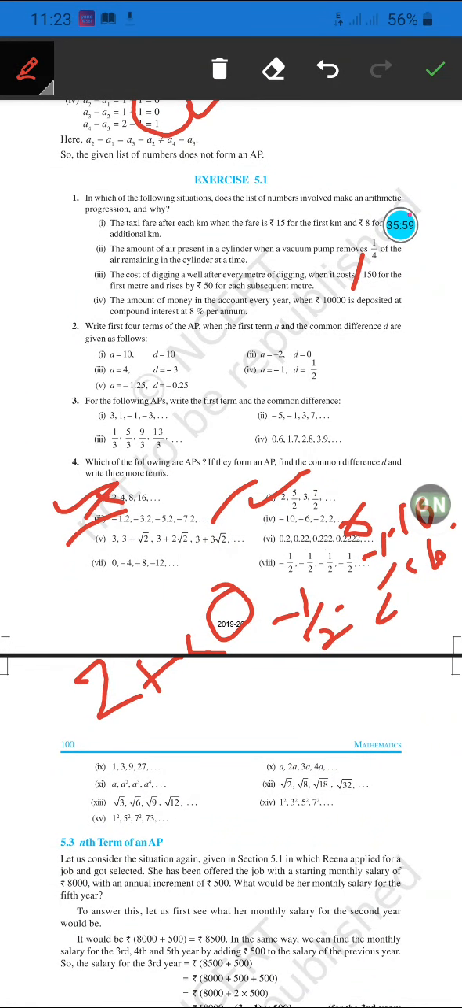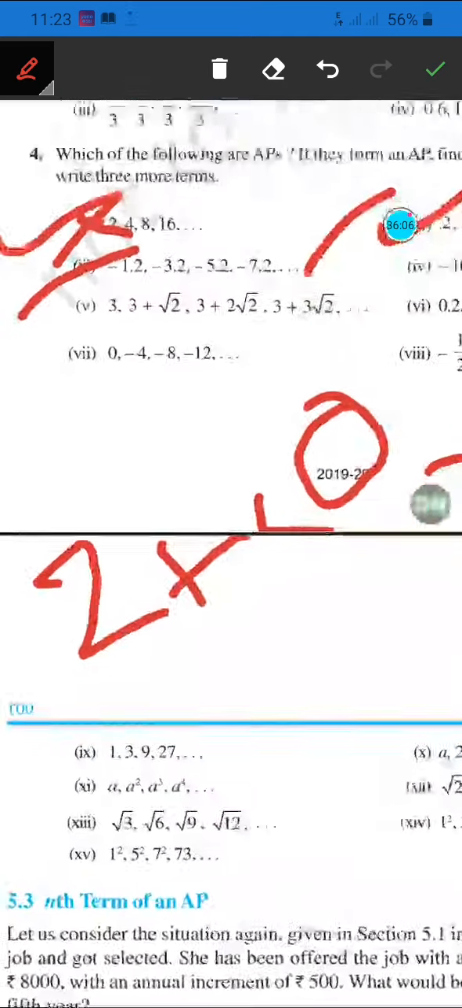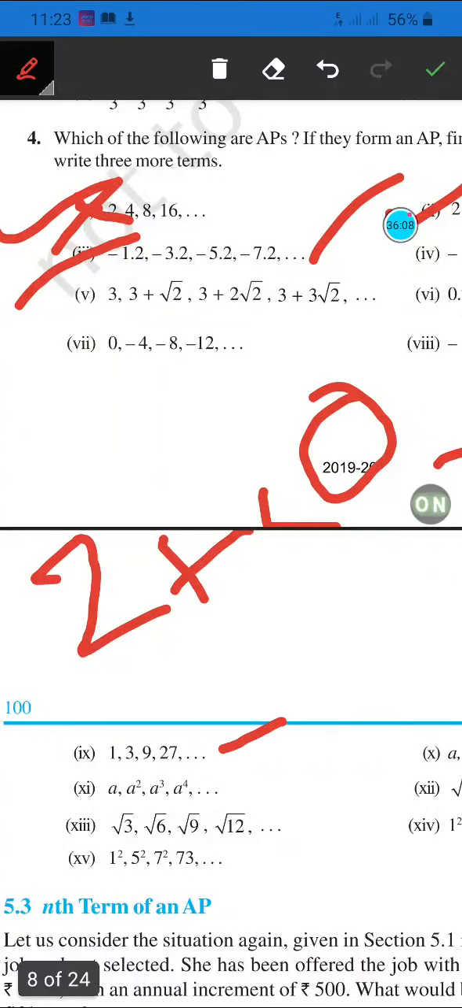In the 9th question: 1, 3, 9, 27. What is the difference between 1 and 3? That is 2. What is the difference between 9 and 3? That is 6. So the common difference is not equal here. So it is not in AP. The 9th question is not in AP.